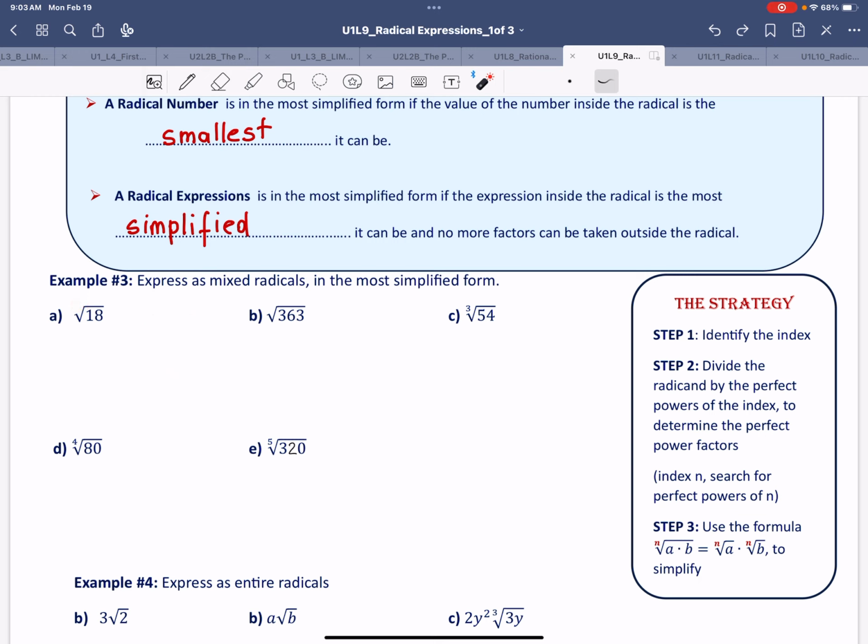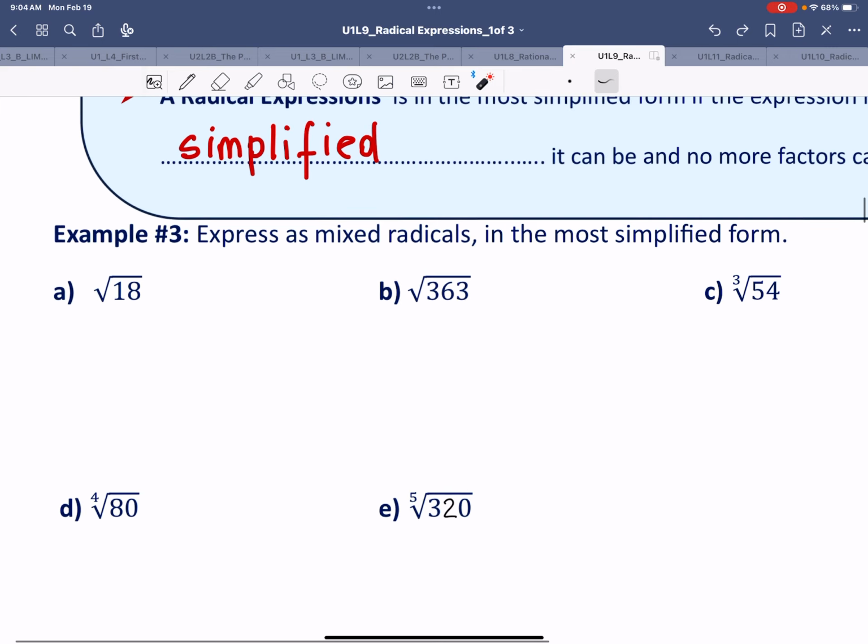Then we will have to search for perfect powers that are factors of 18. The way that I like to look for the perfect powers is by making a small list of them. The bigger the number, the bigger the list of perfect powers you will need. But in this case, we have a small number. We don't count 1 squared as a perfect power because multiplication by 1 doesn't change the value of the number.